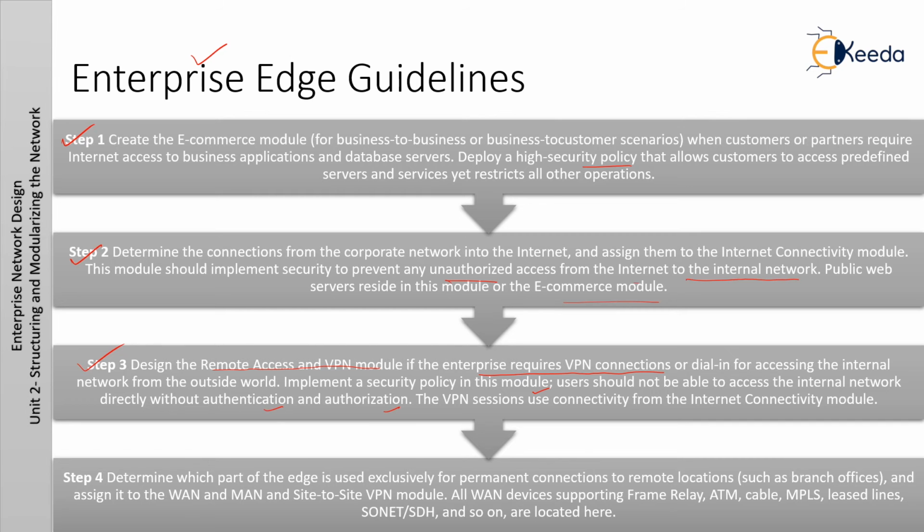And this is the final module, already discussed, the WAN and MAN and site-to-site VPN module. Determine which part of the edge is used exclusively for permanent connections to remote locations such as branch offices and assign it to the WAN and MAN and site-to-site VPN module. All WAN devices supporting Frame Relay, ATM, cable, MPLS, DS lines, SONET, SDH, and so on are located here. So with these four steps, we can create the enterprise edge module for our enterprise.